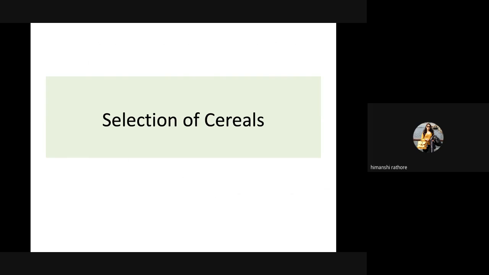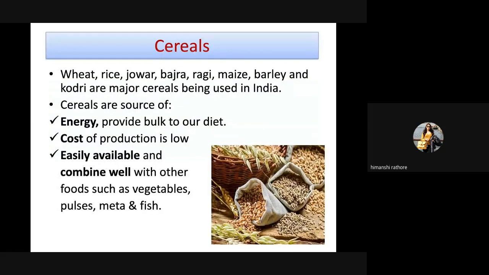Now we are coming to another unit, which starts with the selection of cereals. What are cereals, and how you have to select good quality cereal, which points you have to keep in mind while buying cereals. We will be discussing all these things in the slides. So, cereals are basically wheat, rice, jowar, bajra, ragi, maize, barley, kodri. They are the major cereals being used in India.